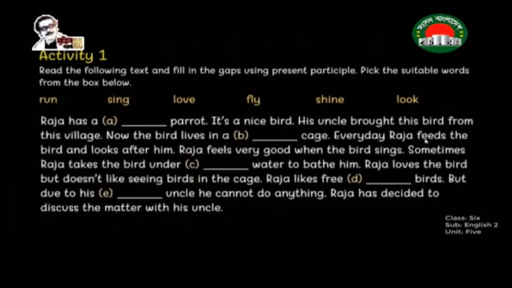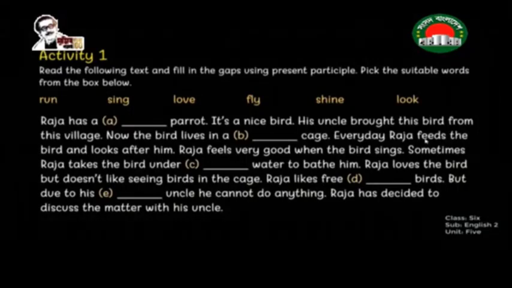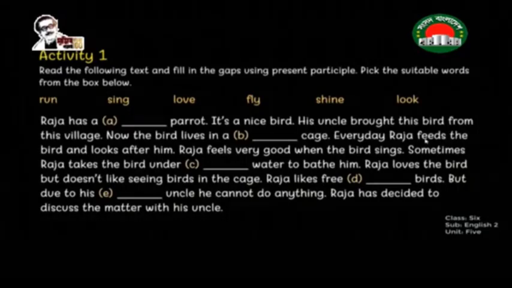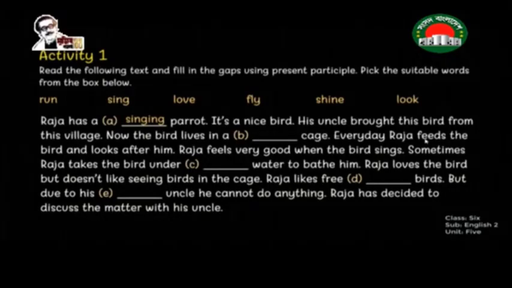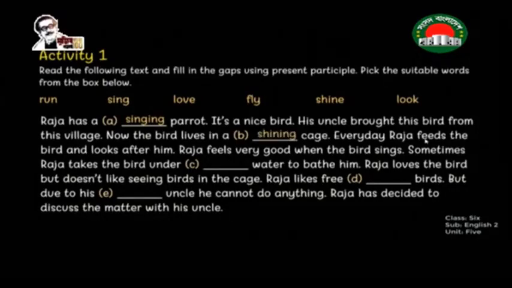So let's start. Raja has a dash parrot. Okay, so what will be the answer? Parrot. What kind of parrot? Yes, singing parrot. It's a nice bird. His uncle brought this bird from his village. Now the bird lives in a dash cage. So what can it be? Cage. Yes, the cage can be a shining cage.